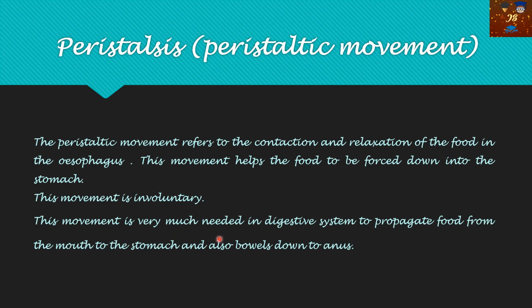This movement is very much needed in the digestive system to propagate the food from the mouth to the stomach and also the bowels down to the anus. Another important function of peristalsis is the movement of the bowel down to the anus. If it does not happen, then the feces will remain inside our body and it will cause some toxicity in our body. But due to this peristaltic movement, the bowels get out from our body through the anus. So this movement is very important when considered for the digestive system.